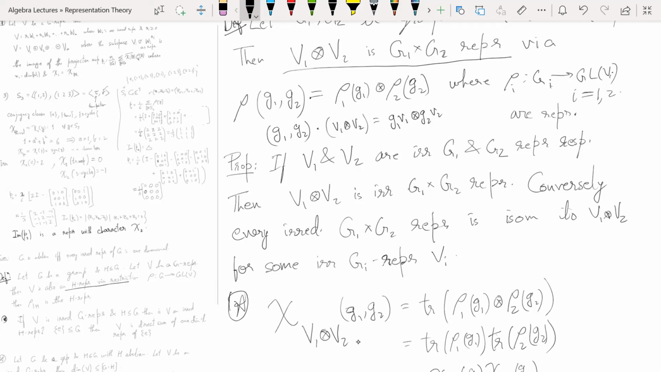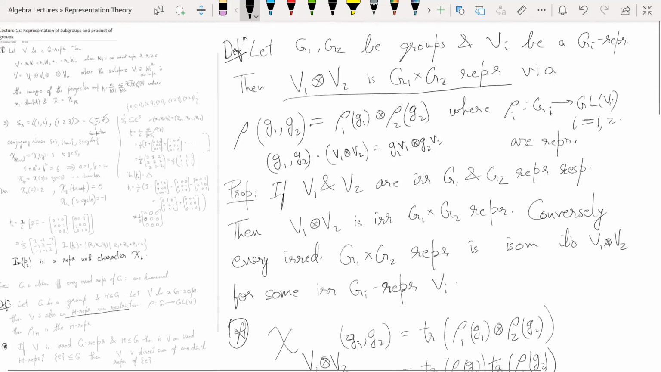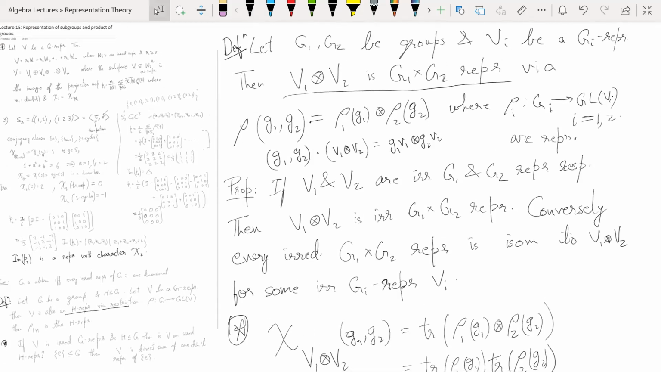If you are writing in terms of matrices, that is also how we will write down the tensor product of matrices. So is this clear? The definition of the representation of G1 cross G2 on V1 tensor V2.